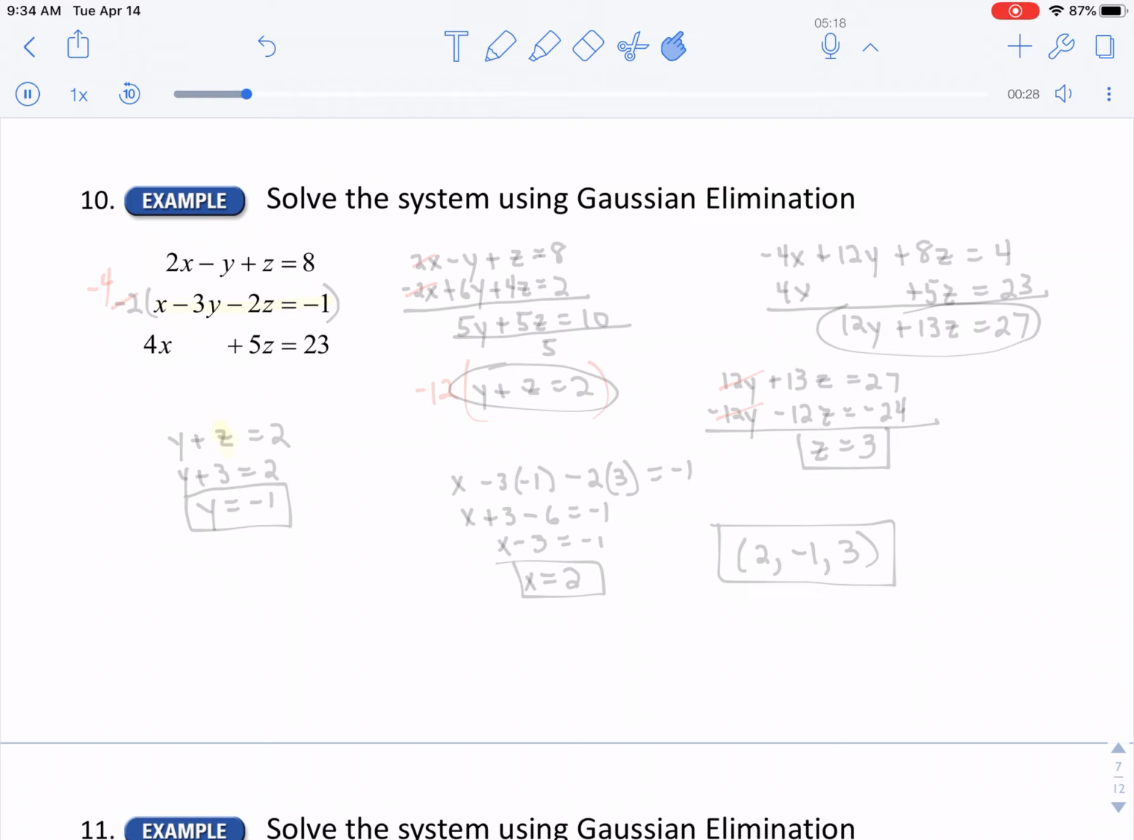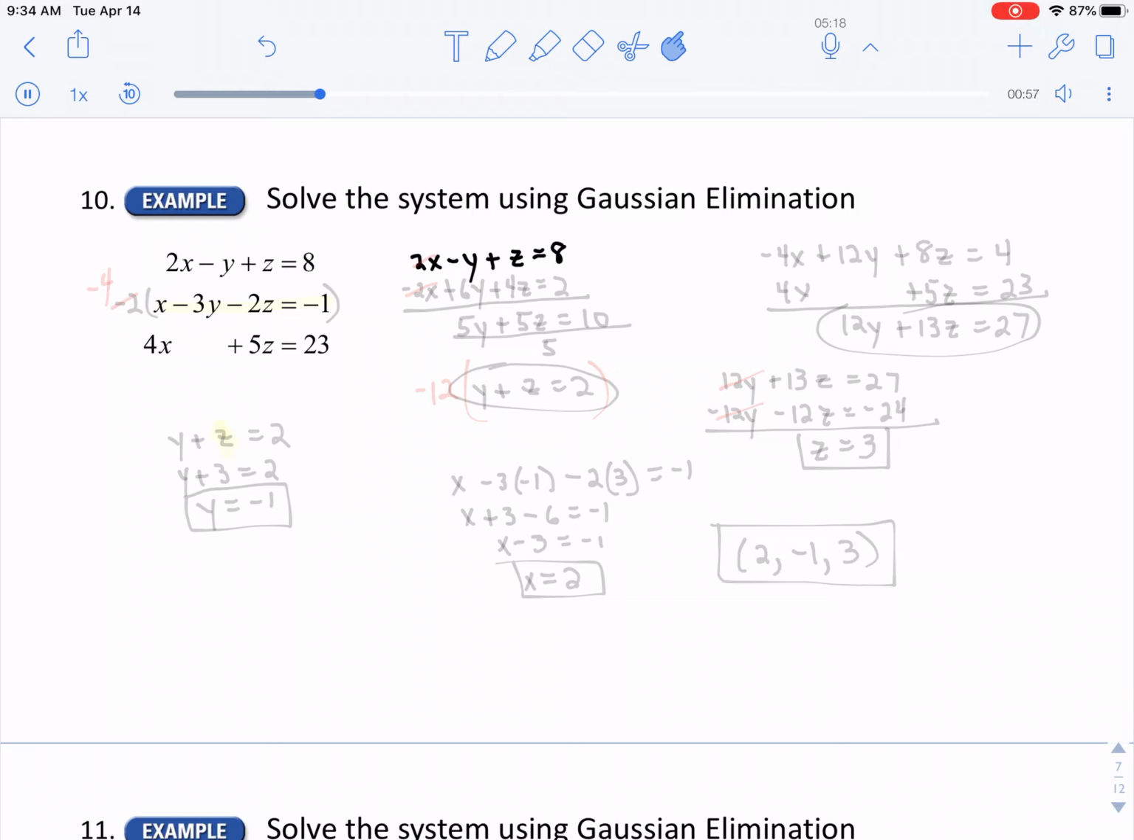Remember, step one is to choose any two equations. I am going to choose the first and the second equation. The first equation is 2x minus y plus z equals 8. Now I want to eliminate the x. That means I'm going to have to take the second equation and multiply it by a negative 2.